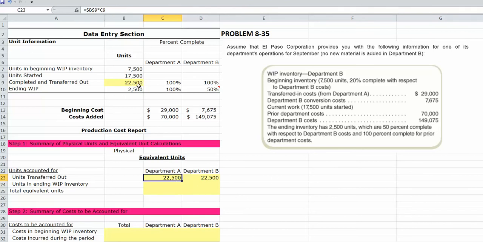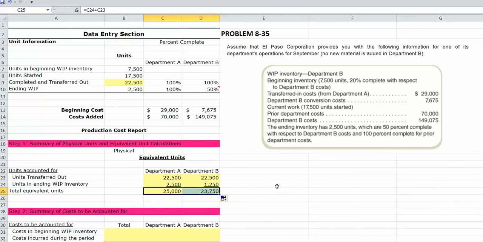So we've got the 22,500 times 100% for both departments A and B. Ending work in process, it's going to be our 2,500 units times 100% with respect to cost from the prior department, or Department A. And we've got the same 2,500 times 50% for Department B. And then we can add together to get our equivalent units for cost incurred in Department A and our equivalent units for cost incurred in Department B.